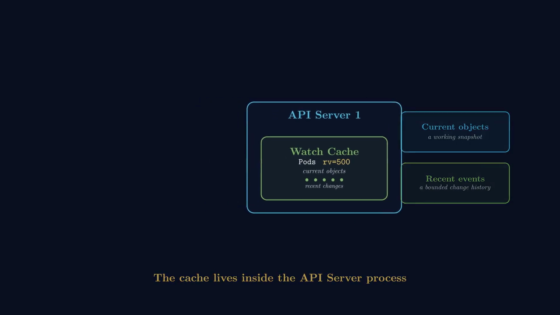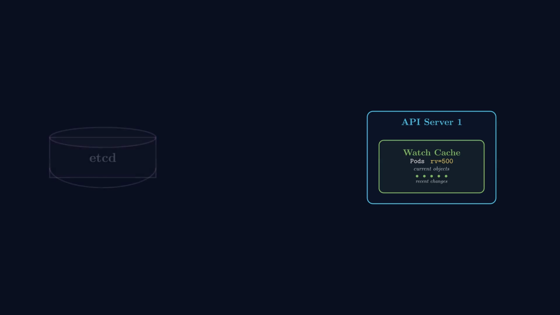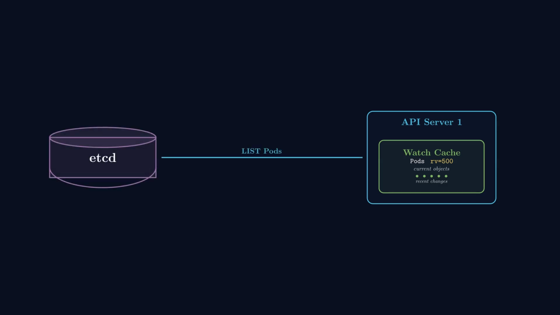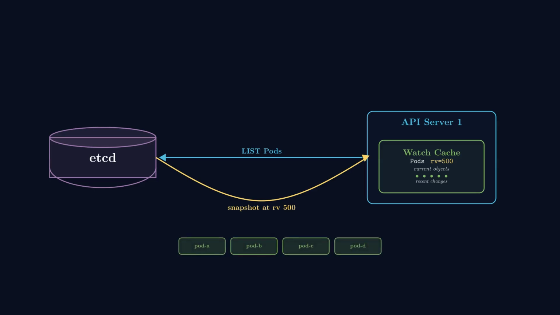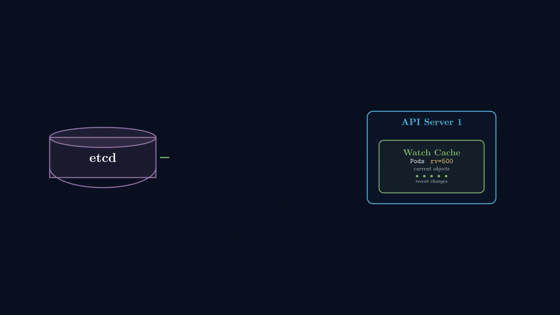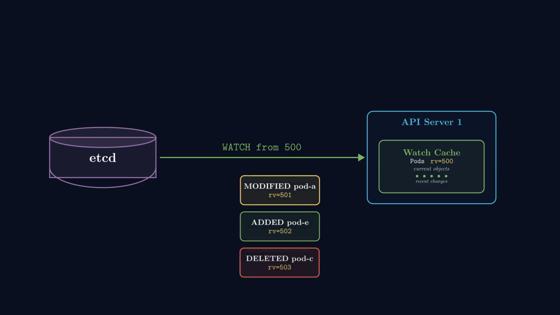When the cache starts, it first needs a trustworthy starting point. It reads a snapshot of the resource from etcd. Suppose that snapshot is marked as version 500. The cache now knows both the objects and the exact point in the change history that the snapshot represents. After that initial snapshot, the API server does not keep downloading the full list. It opens a watch from version 500. When a pod is added, changed, or deleted, etcd sends the next event, and the cache updates its local view.